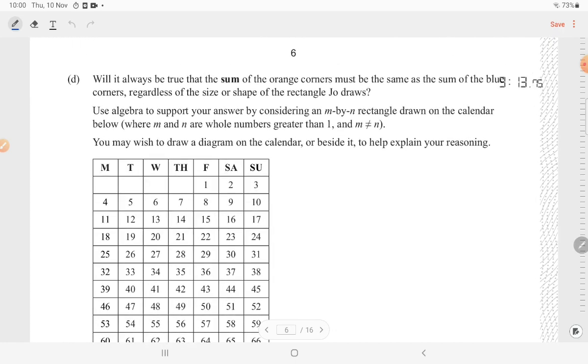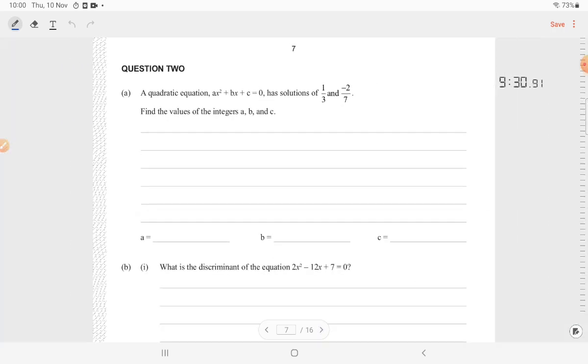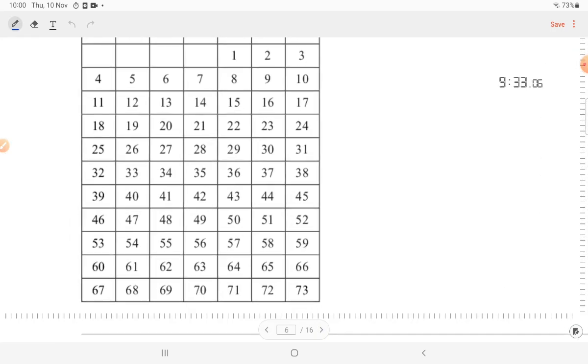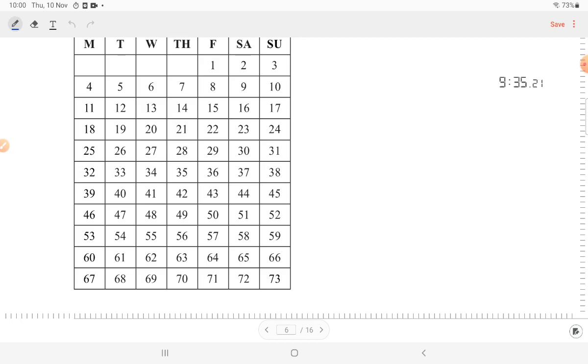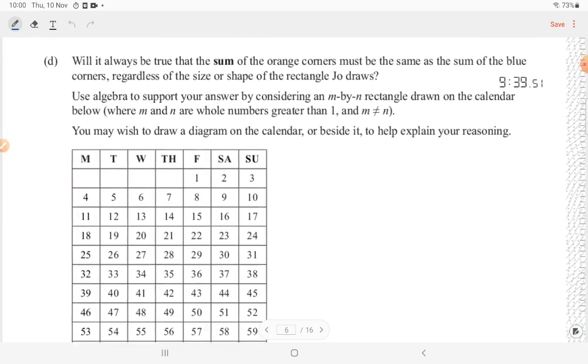Will it always be true that the sum of the orange corners must be the same as the sum of the blue corners regardless of the size or shape of the angle? Use algebra. This is such a weird question. Use algebra.